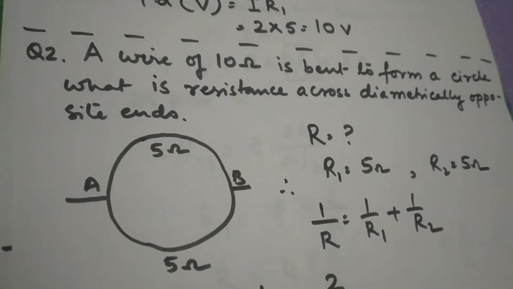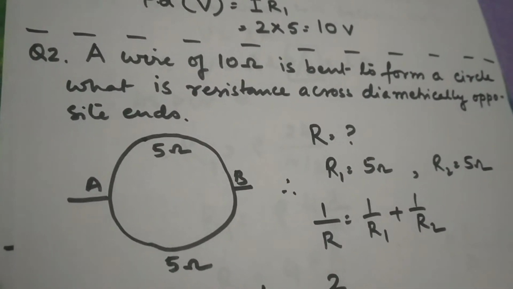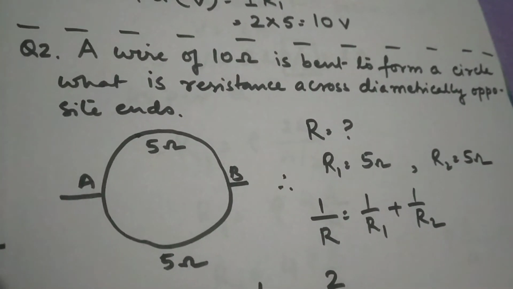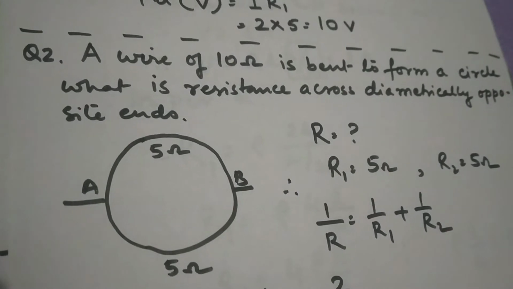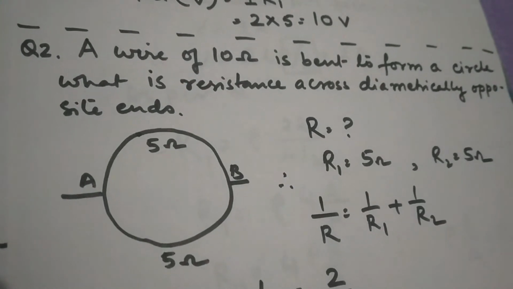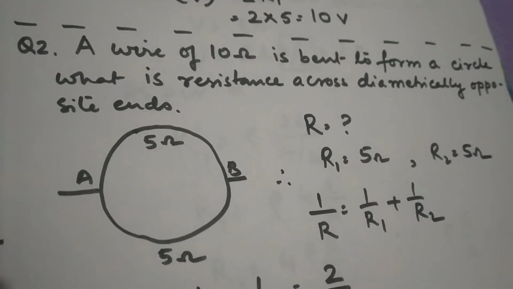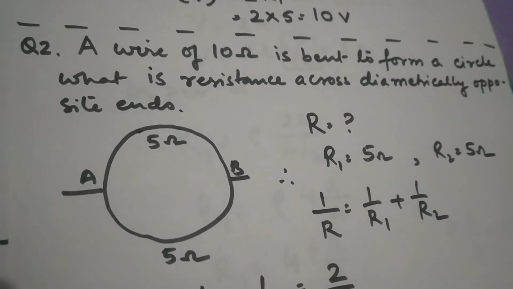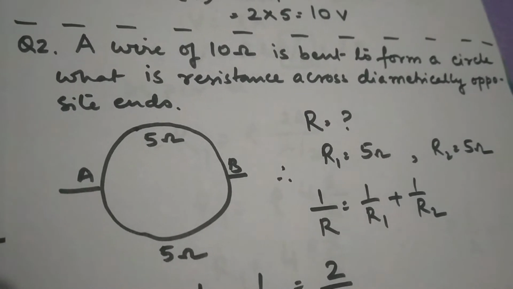Now here I have taken a different type of question in which this question is asked: a wire of 10 ohm is bent to form a circle. What is the resistance across diametrically opposite ends? Now this type of questions are very frequent nowadays. It is very frequently asked in board examination.